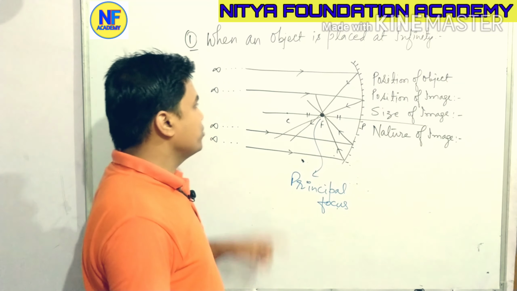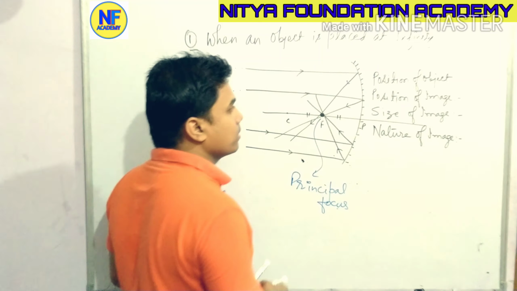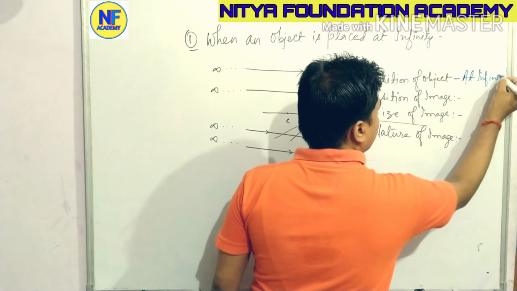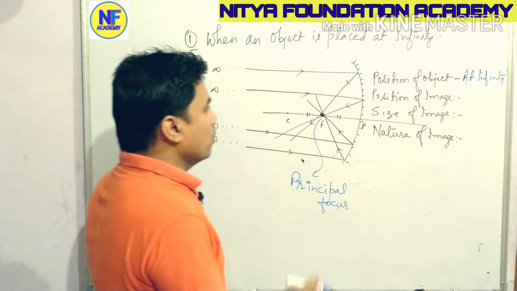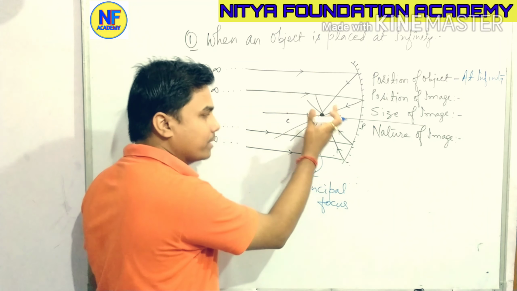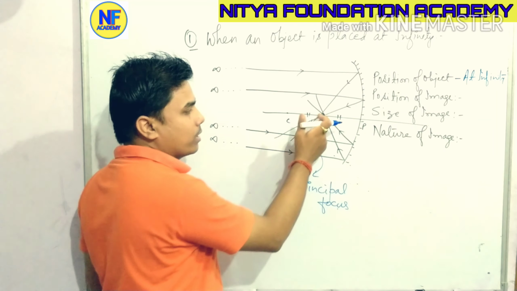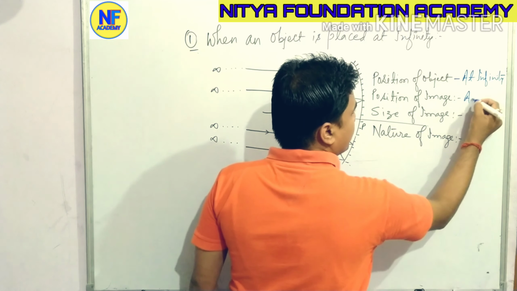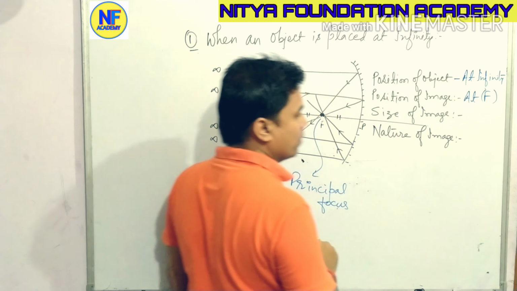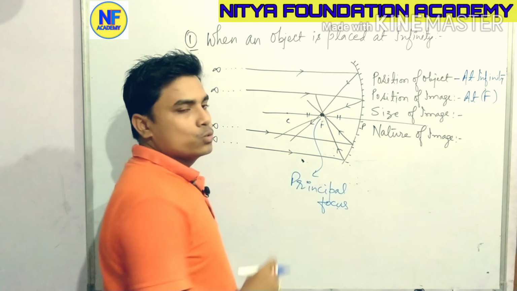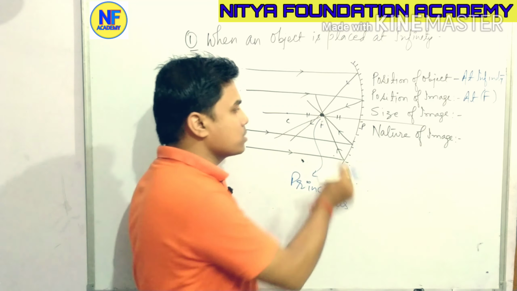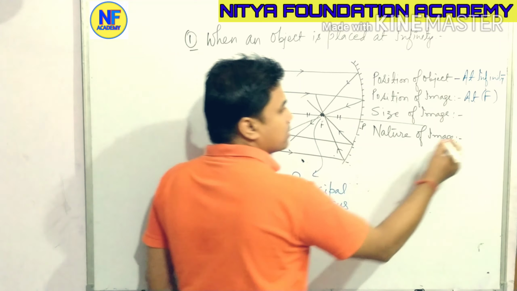As you have seen, the object is placed at infinity, so we write here that the position of the object is at infinity. In the same way, you have already seen that this is the principal focus, so all reflected rays meet at the common point. That's why the position of the image is at focus, which we can write as F. The size of the image is very small, so tiny that we can see it only as a dot. So we can say it is point sized.